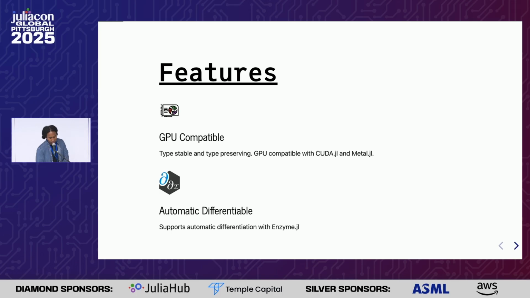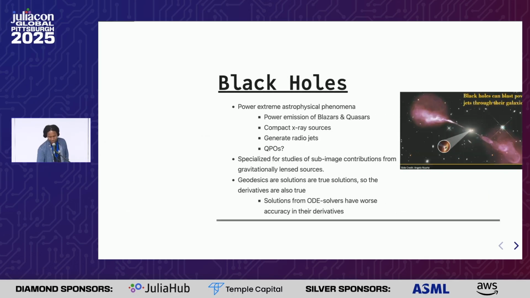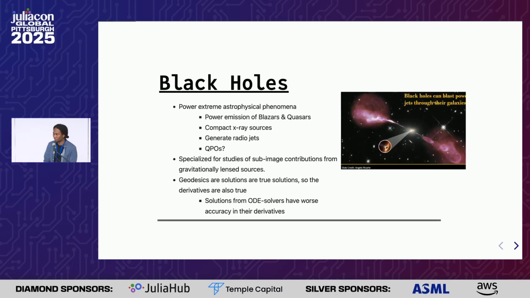Okay, so what does Krang get you? It's GPU compatible, so if you want to ray trace on a GPU, it's got you covered. It's also automatically differentiable, mostly through Enzyme.jl, partly because that's the easiest one to implement, and also partly because I work a lot with Paul and the interface with Comrade.